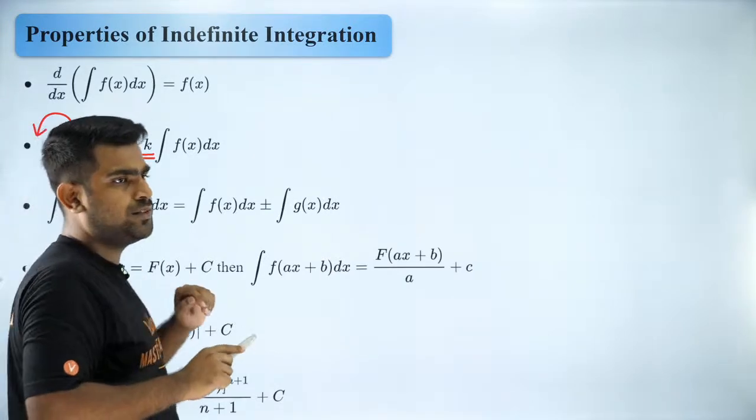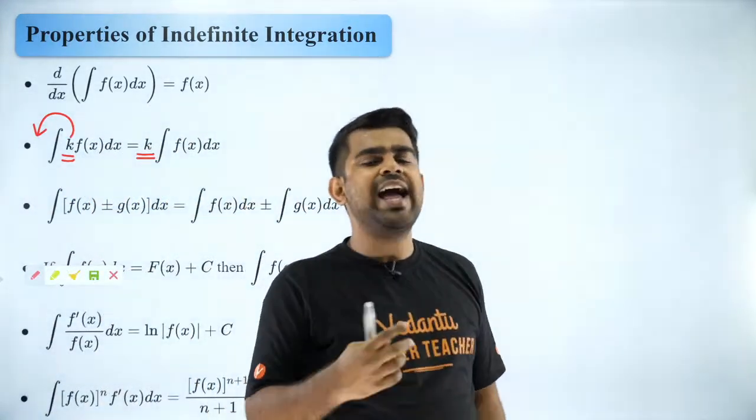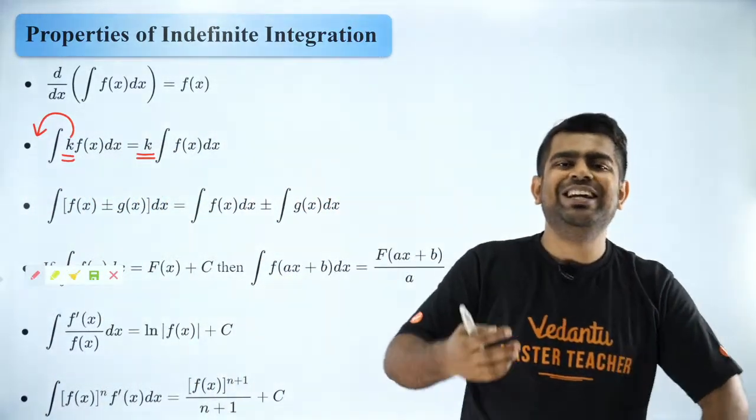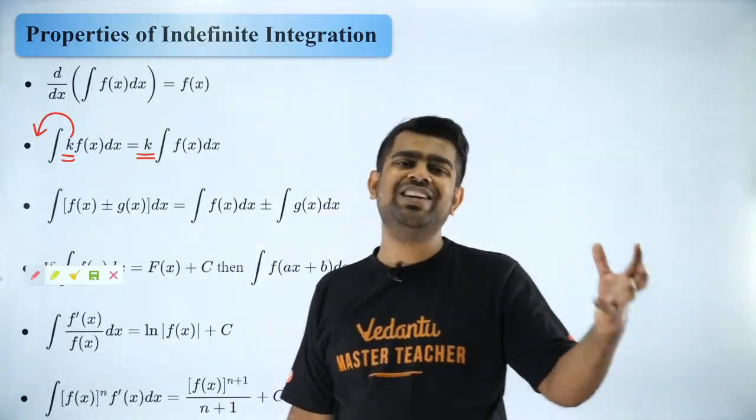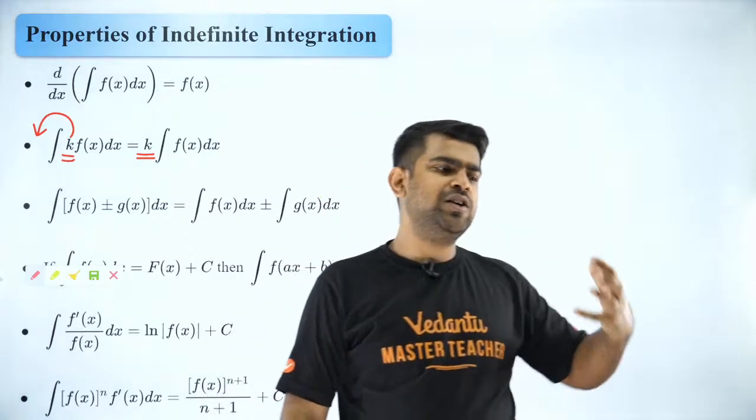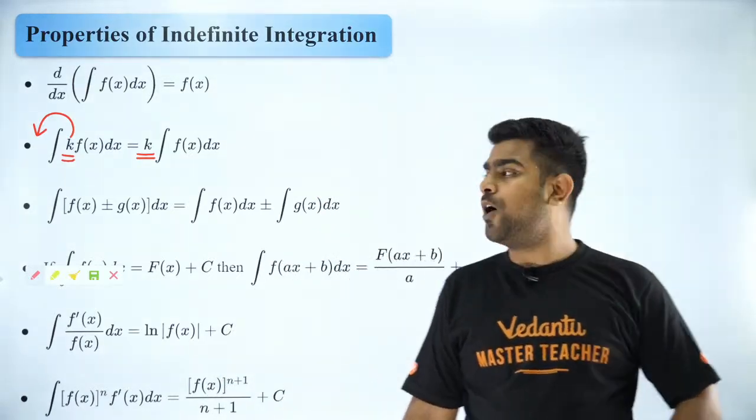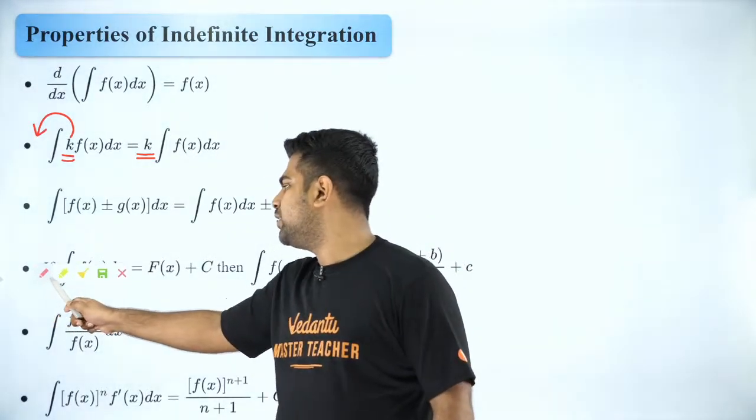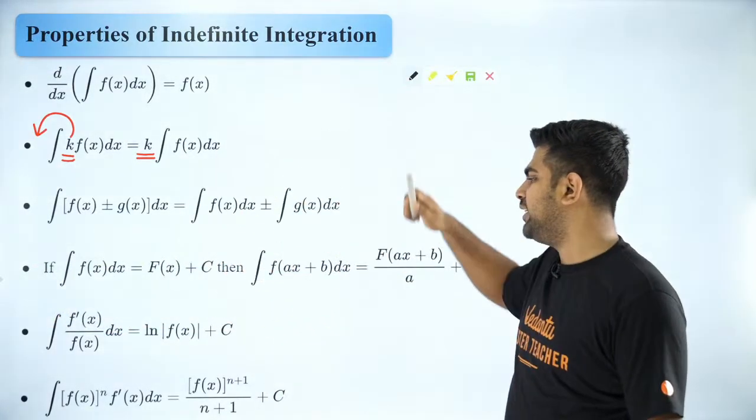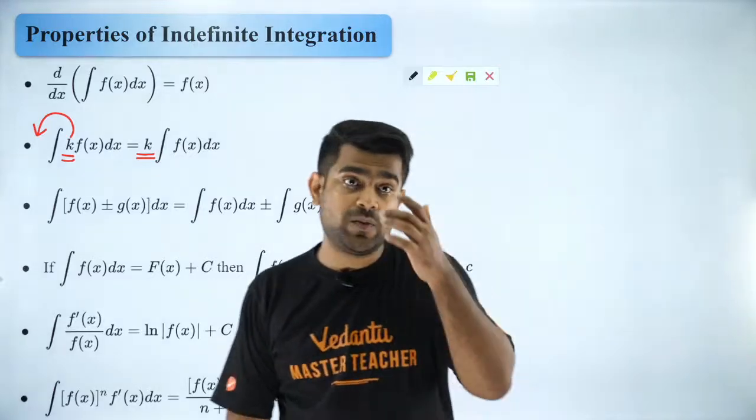Any guesses? Because like differentiation, integration is a reverse process. So even in differentiation, we can take the scalar outside. A very similar property. Got it? And the third one is pretty simple. And the fourth one is also explanatory. Fifth and sixth are very interesting.